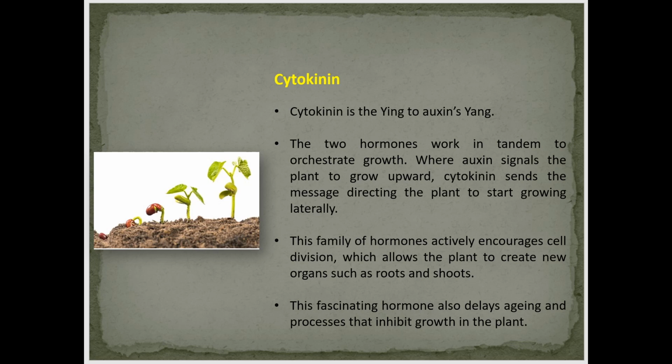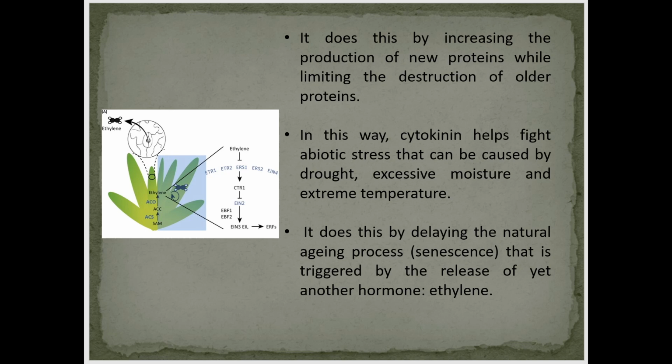Cytokinin is a fascinating growth hormone that also delays aging and processes that inhibit growth. It does this by increasing the production of new proteins and limiting the destruction of older proteins. Genes induced include the SAM gene and ACC genes, and senescence can be caused by drought, excessive moisture, and extreme temperature. Cytokinin acts by delaying the natural aging process. For example, in senescence, stomatal closing induces ethylene, and the cytokinin process is triggered by the release of another hormone, ethylene.